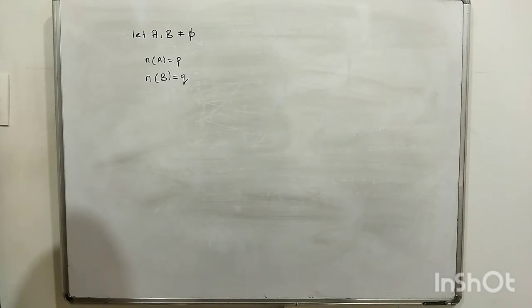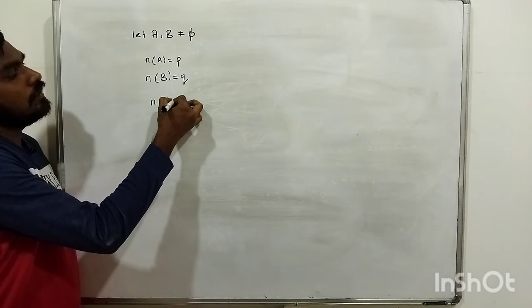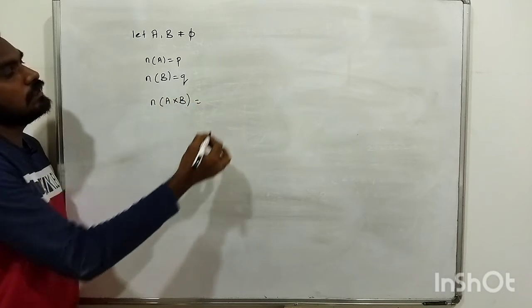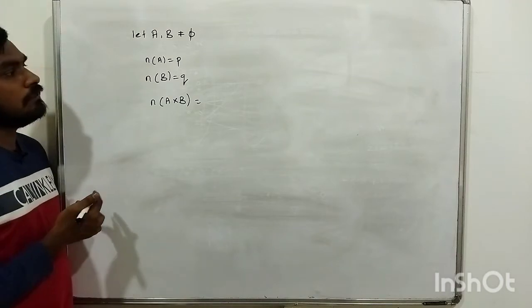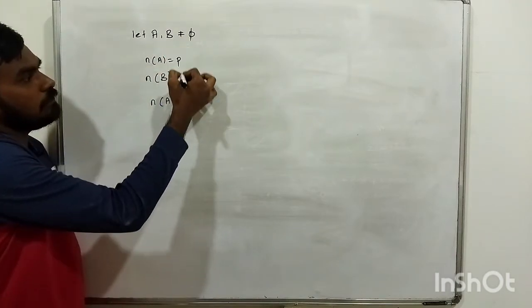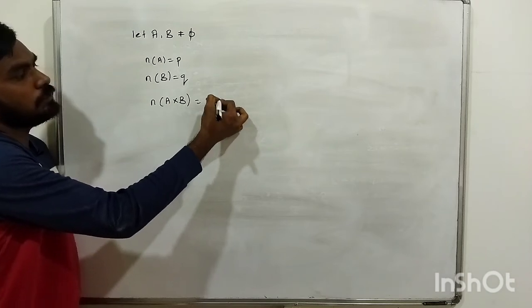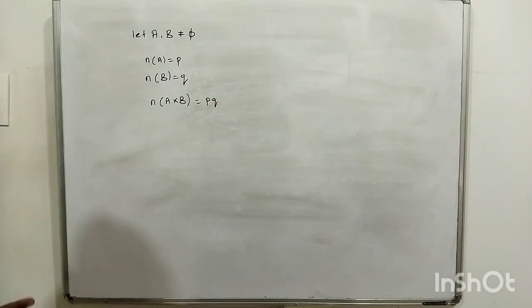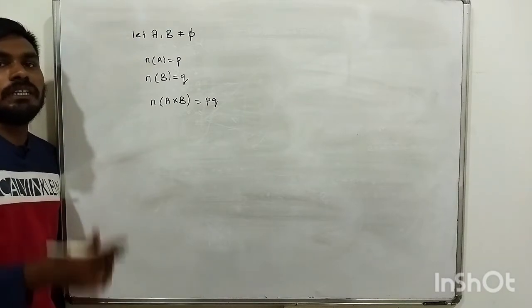Now tell me the number of elements of A cross B. How many elements does A cross B have? We saw that in the previous video. If A has P elements and B has Q elements, then n of A cross B is P into Q. If A has 3 elements and B has 5 elements, then A cross B will have 15 elements.